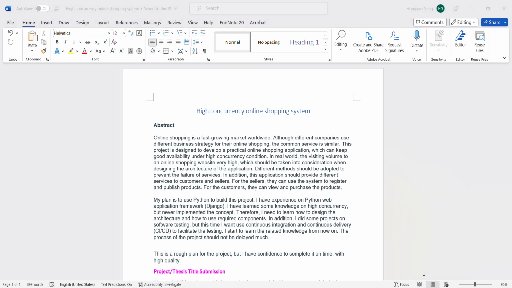Next, I will introduce the requirements. For the functional requirements, the requirements are divided into different parts based on the roles. First is the administrator part. This account should have the highest priority. And the next is the vendor.